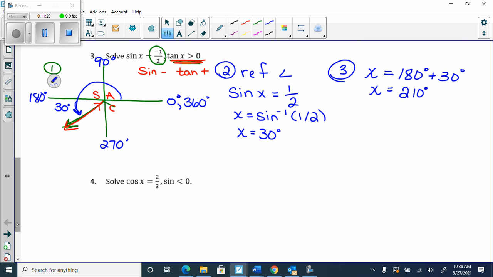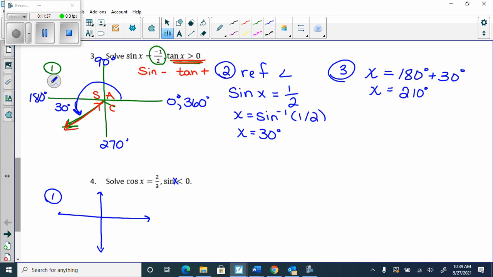So we're going to try number 4 together. Oh, I'm missing a variable. This should say sine x. That's a typo. That should say sine x. Put an x in there. So my first step is going to be to draw it. That doesn't change.